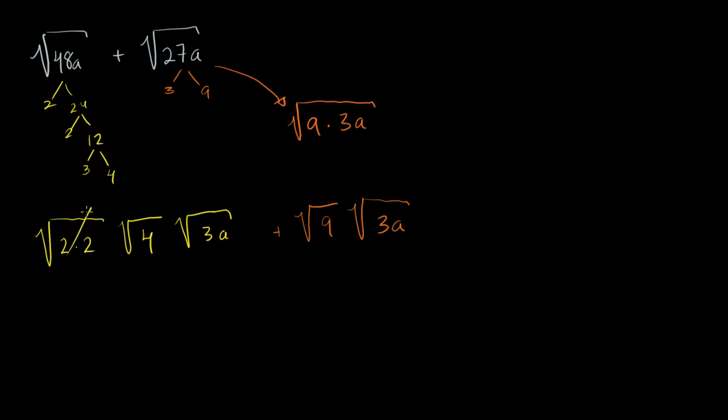And so this term right here is going to be a 2. This term right here is going to be a 2. So this is going to be 4 times the square root of 3a. And then this over here is a 3. So this is going to be plus 3 times the square root of 3a. 4 of something plus 3 of something will be equal to 7 of the something. Anyway, hopefully you found that useful.